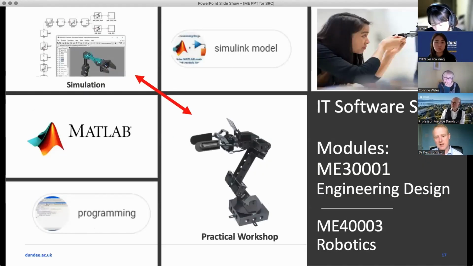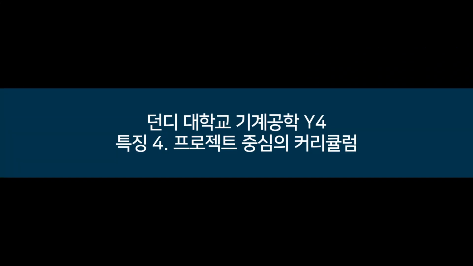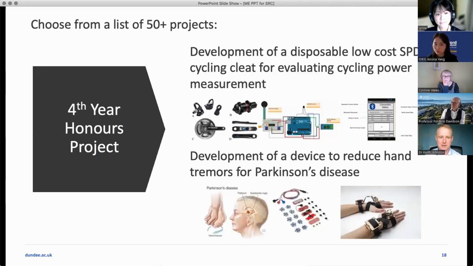In the software skills, we have a robotics module in level 4, where we begin to learn about MATLAB and simulations. We have practical workshops here for robotics, where you can see end effectors and the movement. End effectors versus a reality.